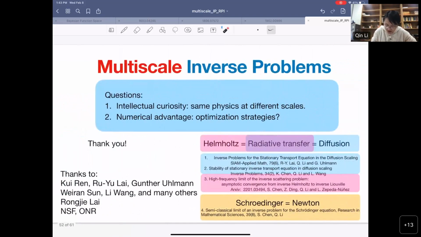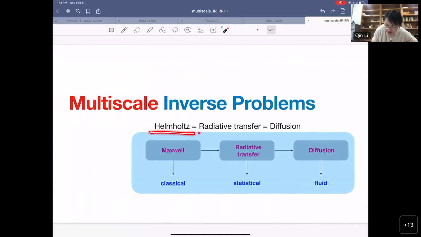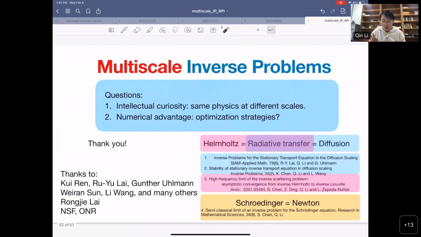We have discussed the relation between the Helmholtz, the radiative transfer and the diffusion equations. All three equations are about light propagation, and we claim that in the inverse setting, the inverse Helmholtz, inverse radiative transfer and inverse diffusion are asymptotically the same as well. When we started this whole line of research, it was really intellectual curiosity. We were bothered that the same physics presented at different scales has very drastically different meaning. Now we're there already on the theoretical level. It's time to think about the numerical advantages. So this is great timing.